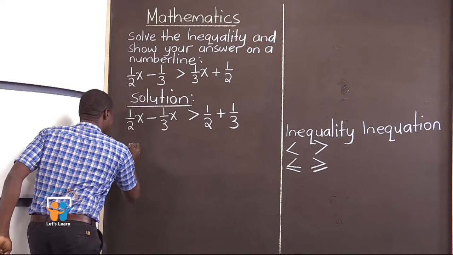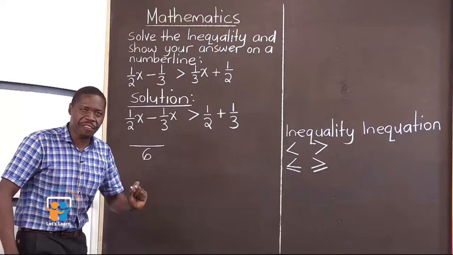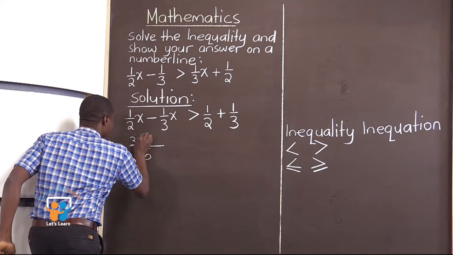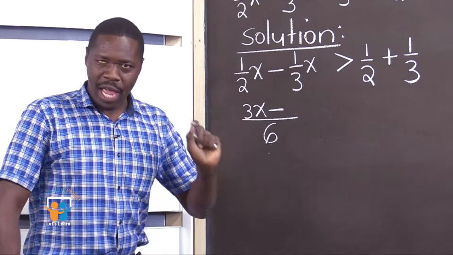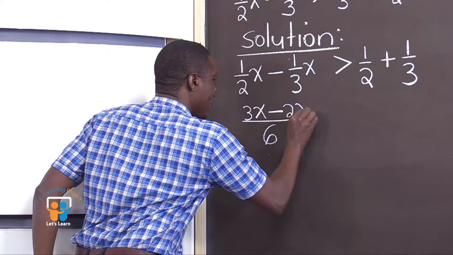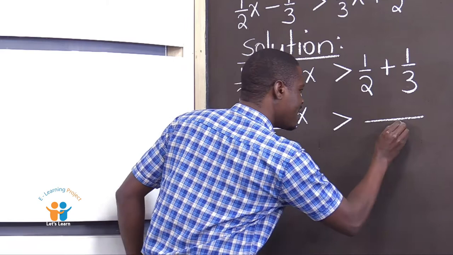Now, we are going to have a 6 there. 6 divided by 2, we have a 3. 3 times 1x, we have a 3x. Minus 6 divided by 3, we have a 2. 2 times 1x, that is our 2x. Which is greater than... We need also the LCM of 2 and 3, which is still a what? A 6. Mr. Examiner, sir, the LCM is a 6.